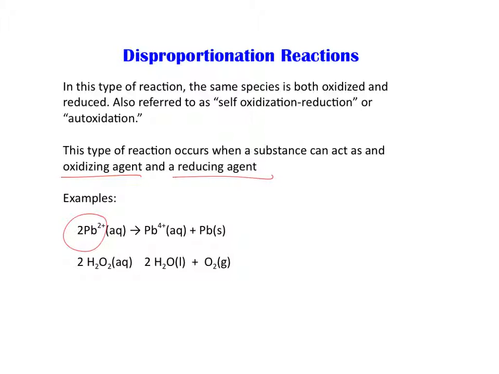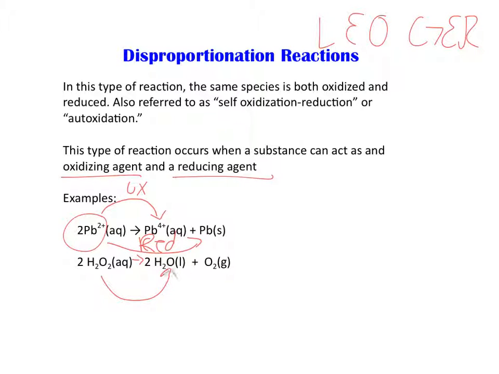So Pb2 plus exists on both sides of our data booklet table. So in this case, Pb has lost electrons. So if it's losing electrons, it's oxidized, and it's also gained, so it is reduced. Same thing here. Later on, we're going to talk about oxidation numbers, and we're going to look at how oxygen has both been oxidized and reduced. So we come back to this with oxidation numbers.